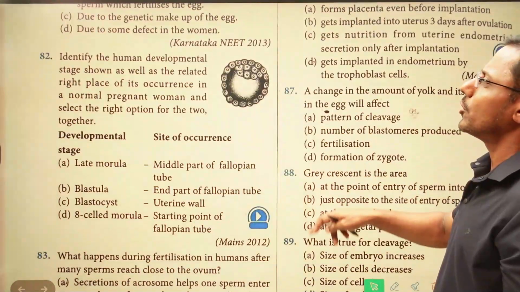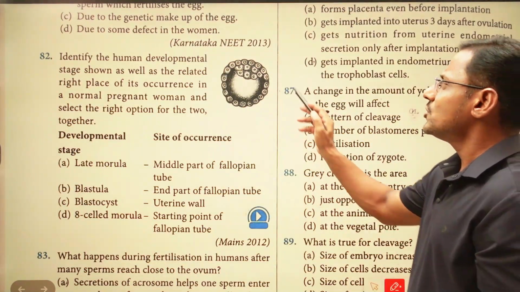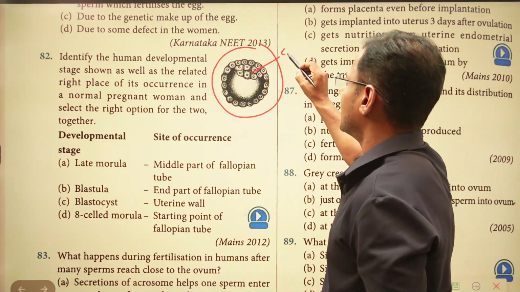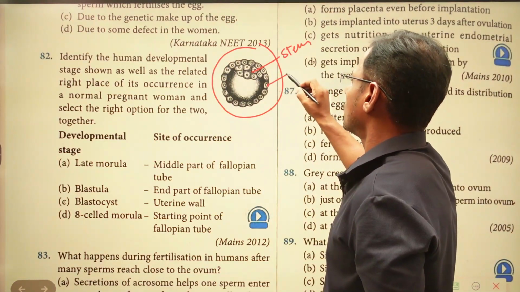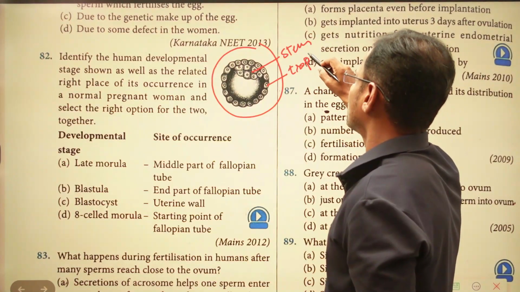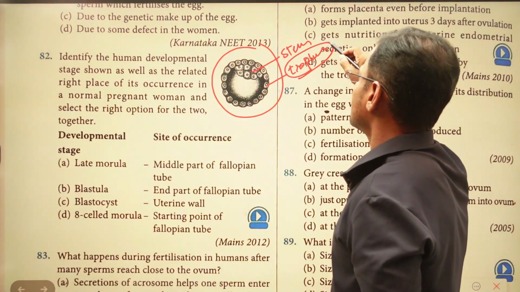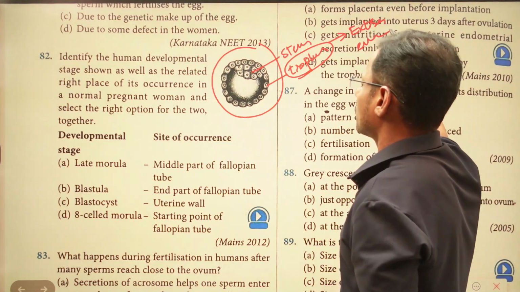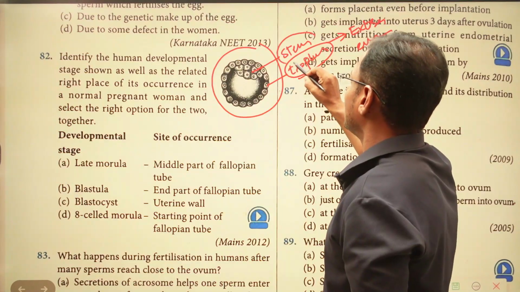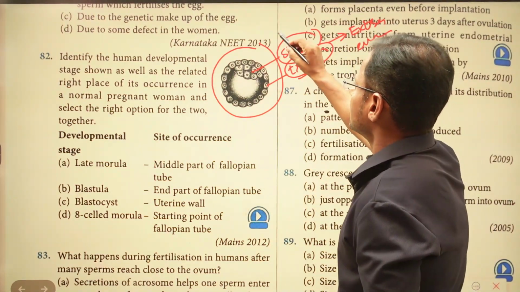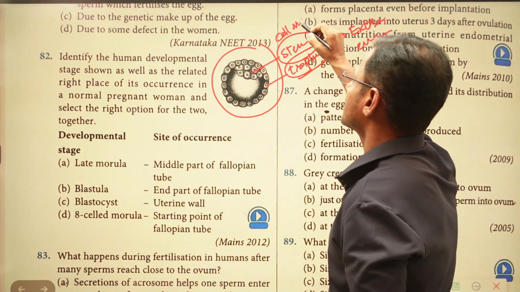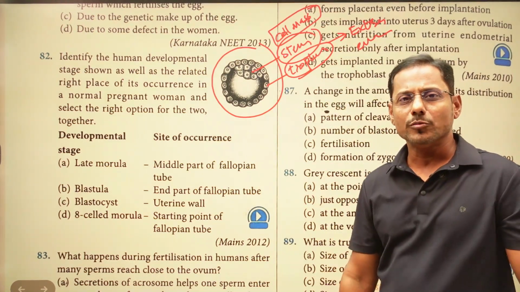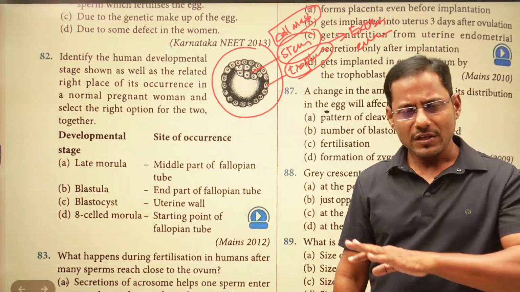Here, first observe the diagram. This was given very clearly. See here, you can see the inner cell mass, which contains stem cells, and the outermost layer is the trophoblast. From the trophoblast, extra embryonic membranes are going to be developed, and from the stem cells, the inner cell mass, this particular inner cell mass is going to be developed as the embryo. That is clear.